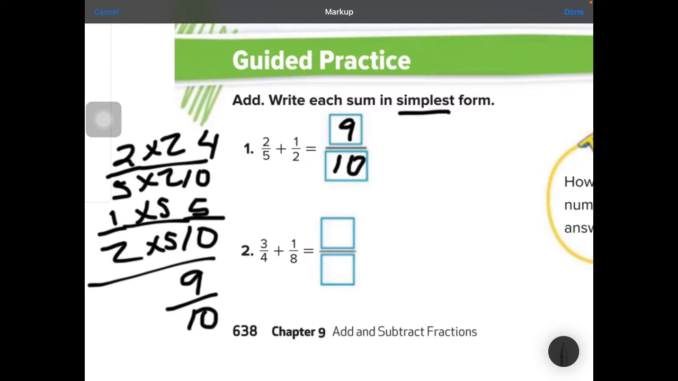Now, I'm going to look at that. I don't think there's any way I can simplify that anymore. 3 won't go into both of them. Neither will 5, 2. Yep, so that's my answer.